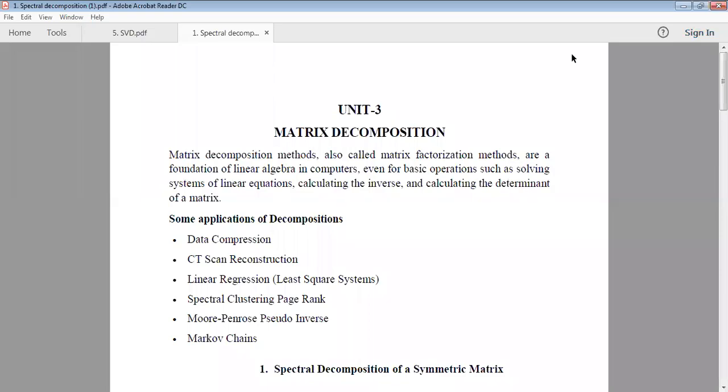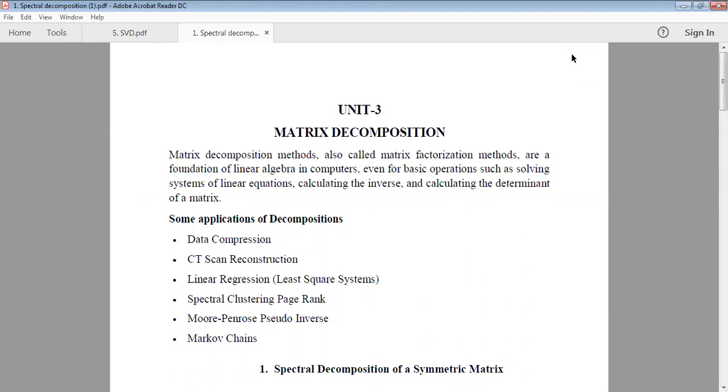Hello everyone. In this lecture, I will explain matrix decomposition. Matrix decomposition methods, also called matrix factorization methods, are a foundation of linear algebra in computers, even for basic operations such as solving systems of linear equations, calculating the inverse, and calculating the determinant of a matrix.